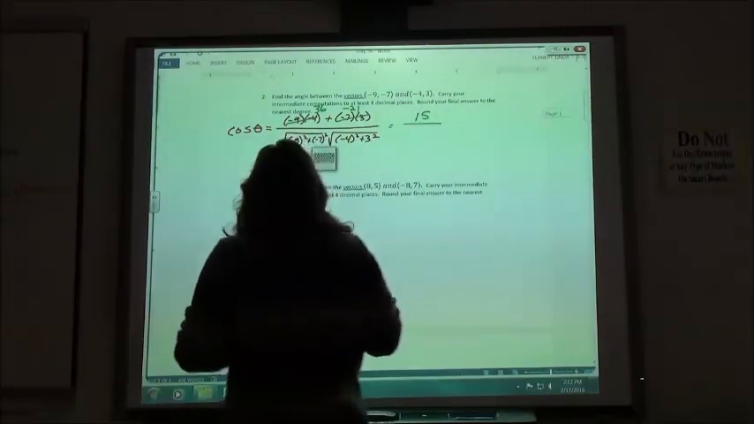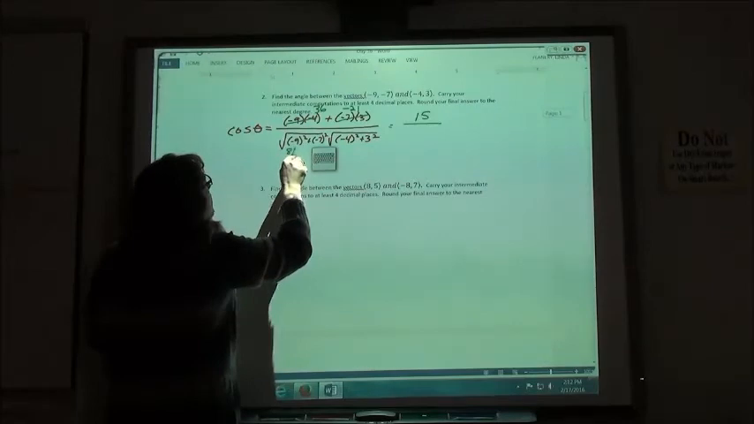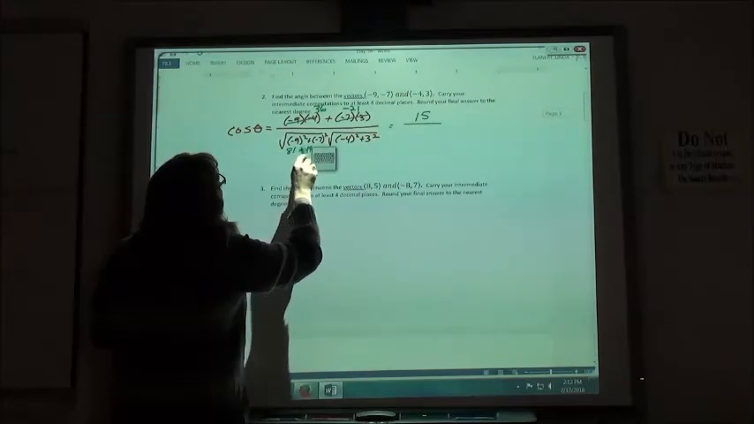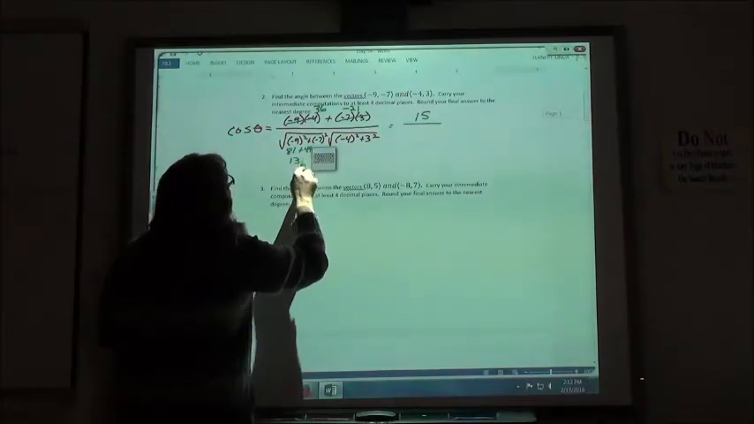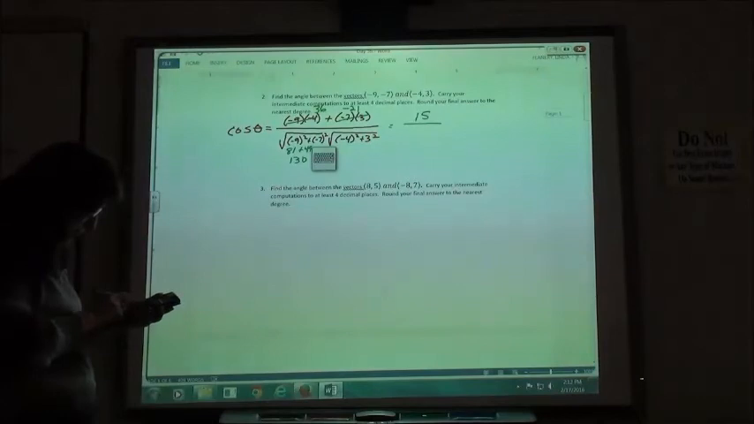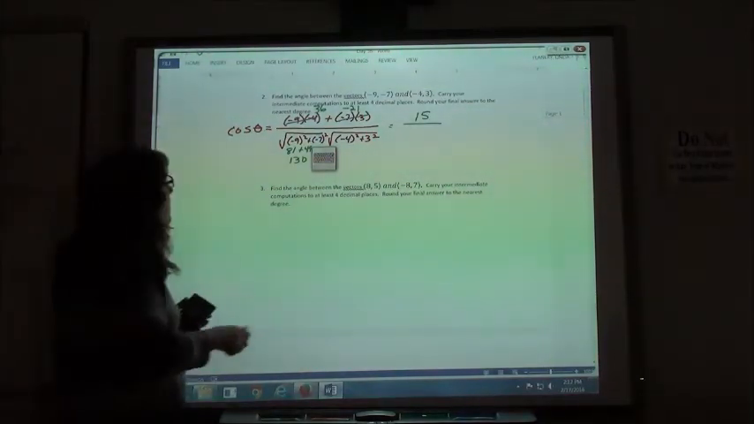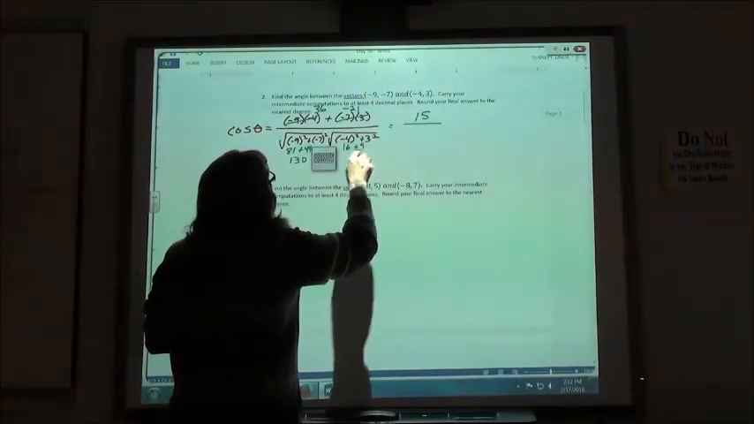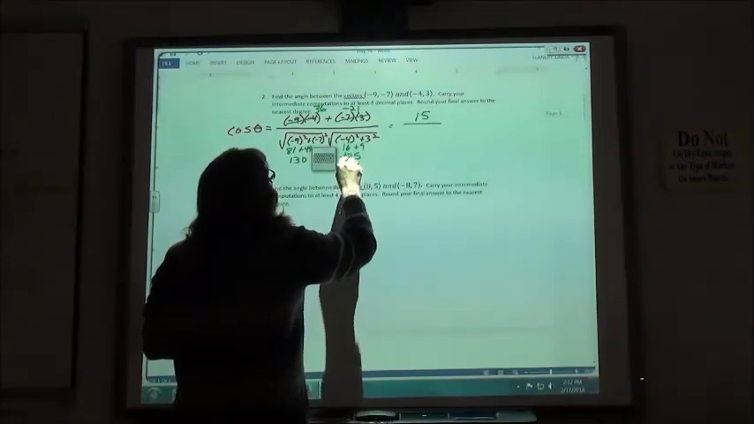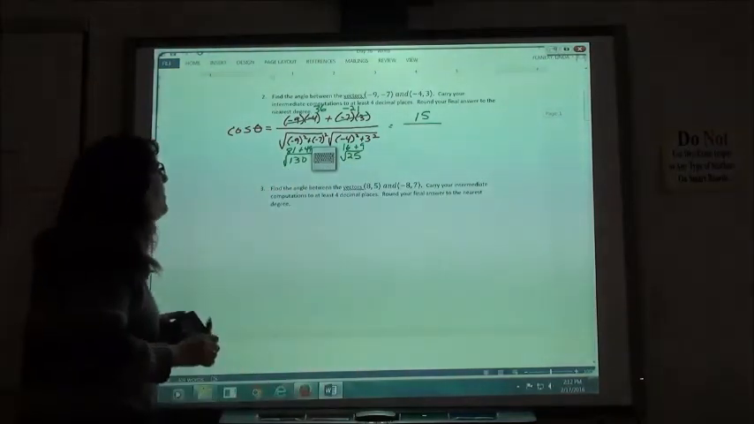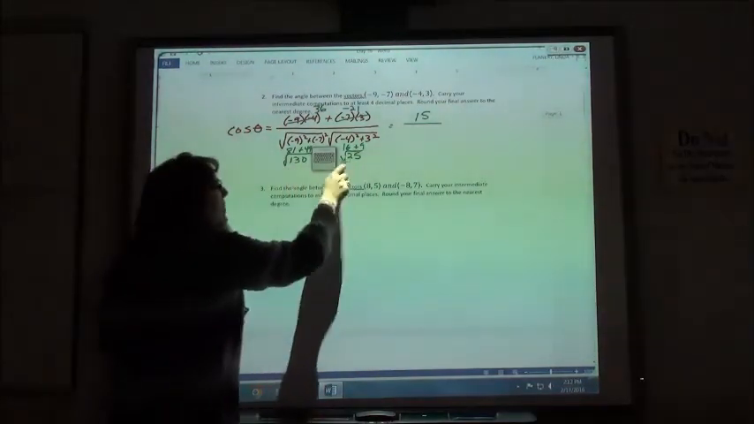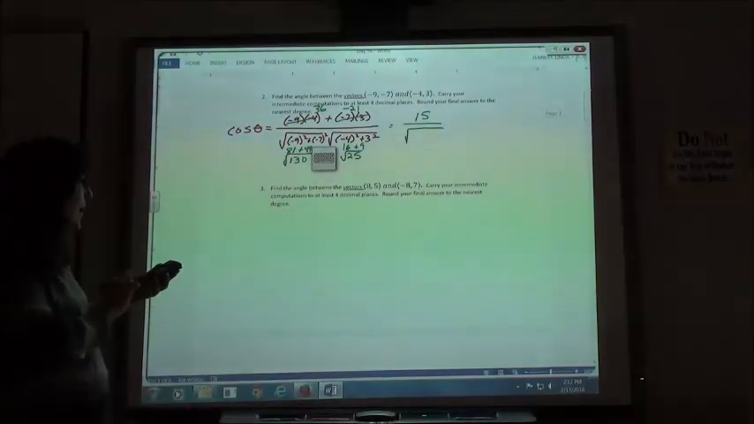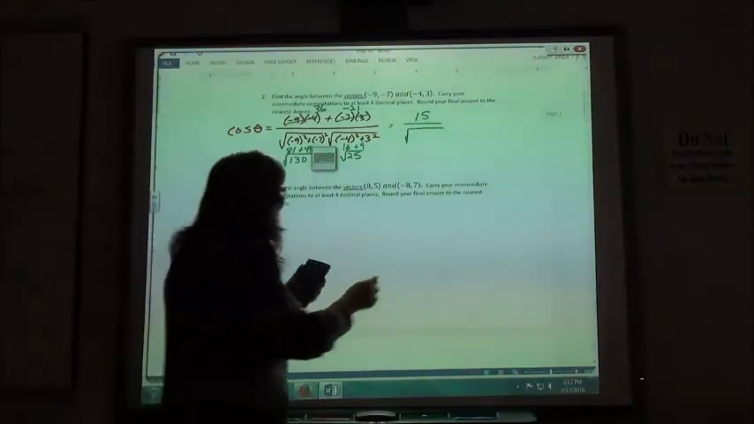On the bottom, -9 squared would be 81. -7 squared would be 49. If I add those together, I get 130. Over here, -4 squared is 16, plus 3 squared is 9. 16 plus 9 is 25. So I have the square root of 130 times the square root of 25. I'm just going to multiply those two things together and not worry about simplifying. 130 times 25 gives me 3,250.